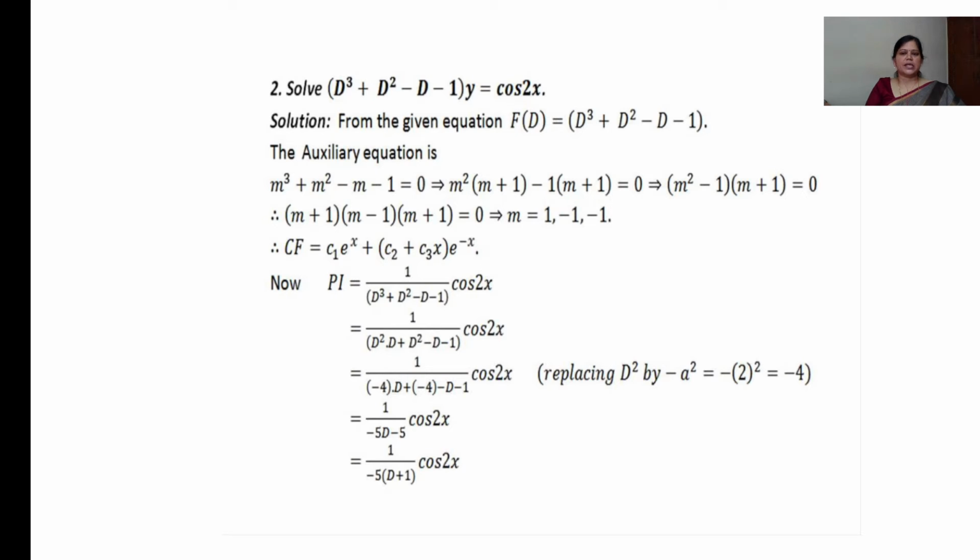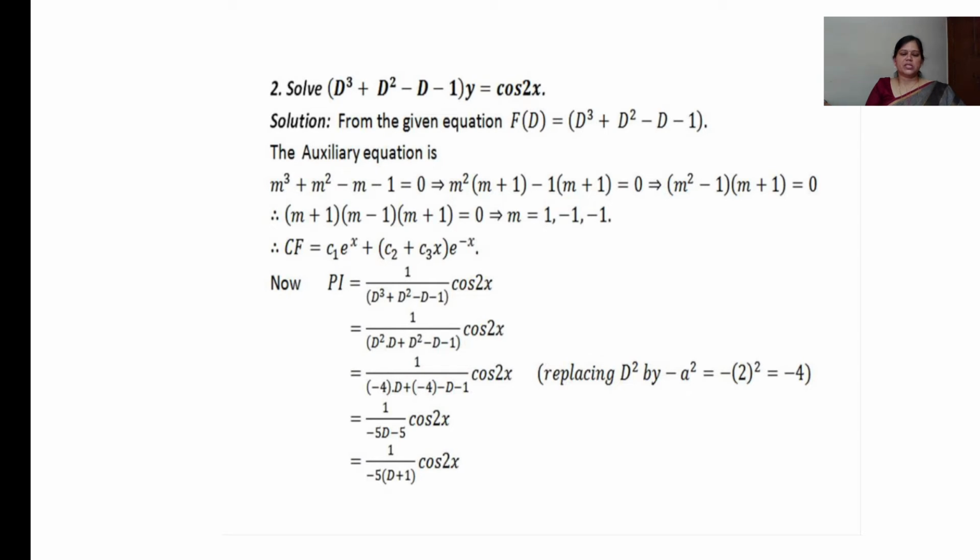Then the next term, m is equal to minus 1. So we have three values because we have a cubic equation. Whenever a cubic equation is there, the roots of the equation are three values. So here the three values are 1, minus 1 and minus 1.